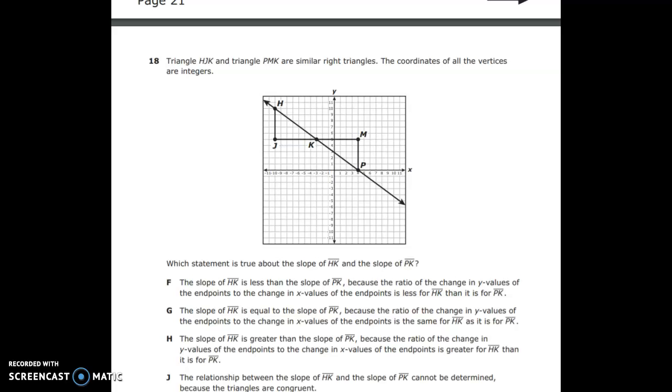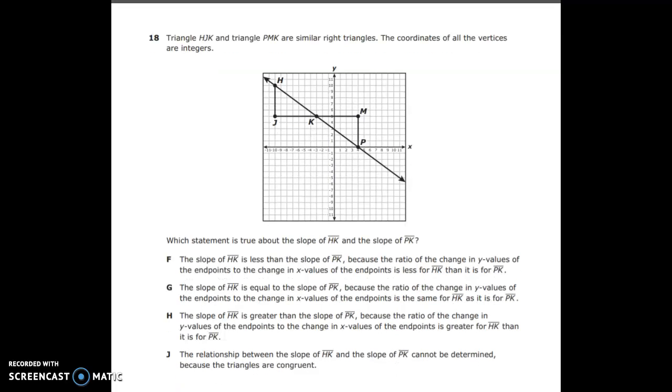Number 18. Triangle HJK and triangle PMK are similar right triangles. The coordinates of all the vertices are integers. Which statement is true about the slope of HK and the slope of PK?